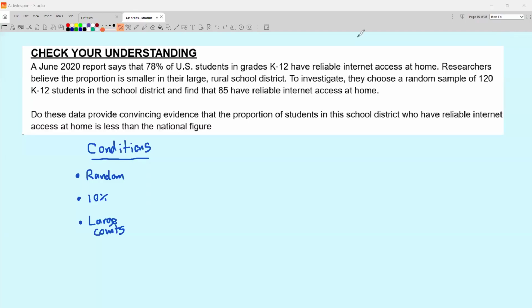Next, we check our conditions, the random, 10%, and large counts. And this is sometimes called the plan part.